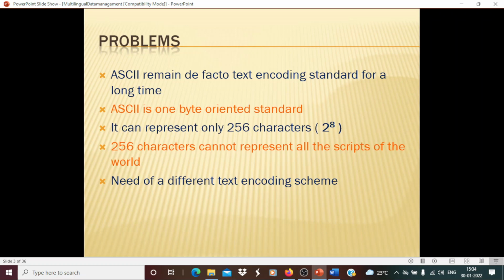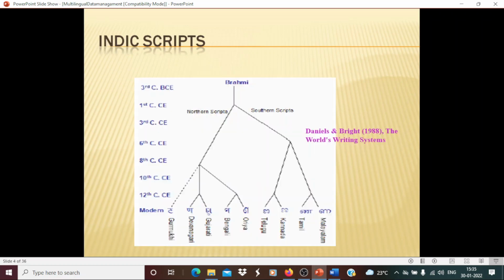It's a one byte code. It can represent a maximum of 256 characters, heavily biased towards the Western world, mainly covering different kinds of Romance languages or Roman script or Latin set of characters, and does not take care of different kinds of scripting technology in the Indian subcontinent. So we need a different text encoding system, and Unicode is the result.